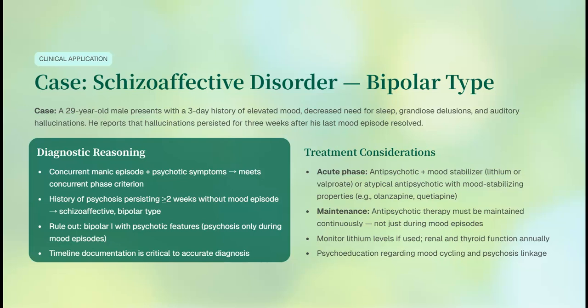The key distinguishing feature: his hallucinations persisted for 3 weeks after his mood episode resolved. That's a critical finding that rules out bipolar 1 with psychotic features. In bipolar 1, psychosis only occurs during mood episodes. Here, the psychosis outlasted the mood disturbance.